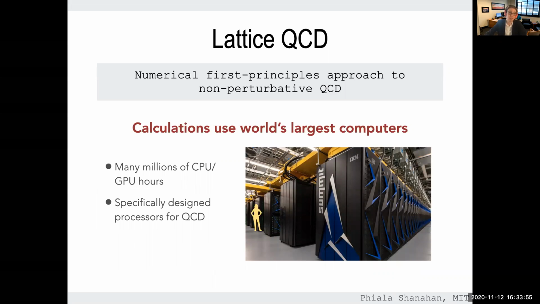And these calculations are really computationally expensive, as you might imagine, from the very large dimensionality of the integrals. They use many millions of CPU and GPU hours. Just to give some scale, some of the calculations I'll describe would have taken something like 30,000 years on my laptop. Here's Summit, currently the world's largest supercomputer. And if every person on Earth did one computation every second for a year, that's about what Summit can do in a second. So just for a sense of scale.